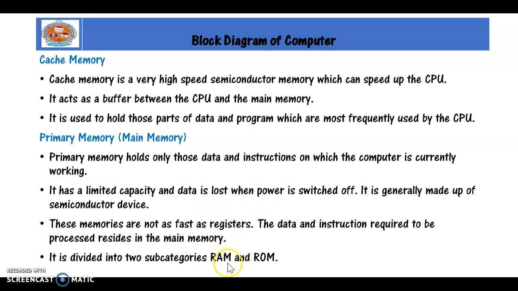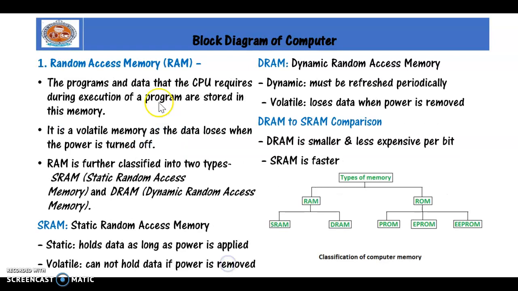It is again divided into two types, that is RAM and ROM. Coming to RAM, it is also known as random access memory. As we have just said earlier, it will store the instructions and the data of the current program that is running, and we say it is a volatile memory. What is meant by volatile? The data will be lost once the power is switched off. And again it is divided into two types, that is static random access memory and dynamic random access memory. Before going to these two things, you need to know about the difference between static and dynamic.